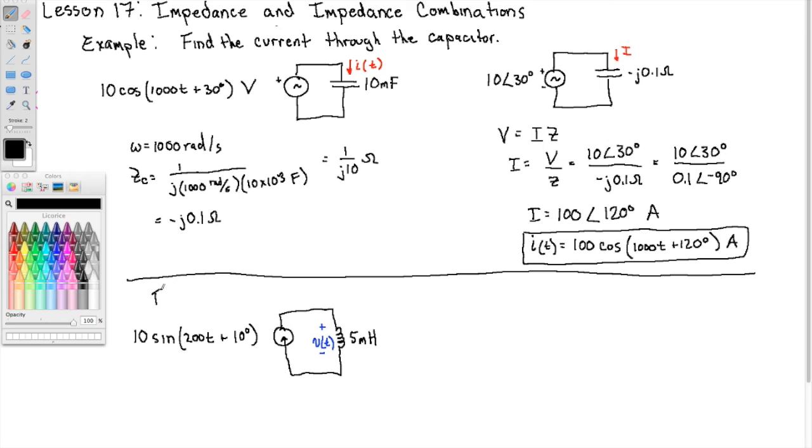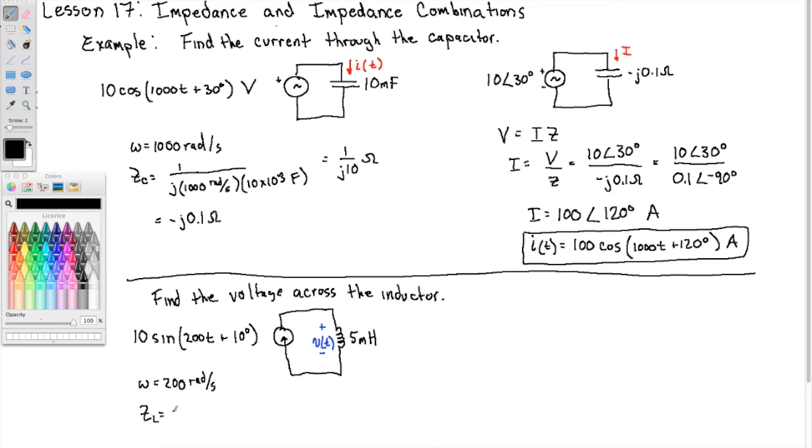Find the voltage across the inductor. All right, so this is the time domain picture. Let me just point out to you that the frequency is 200 radians per second. So I've got that, so now let me find ZL.